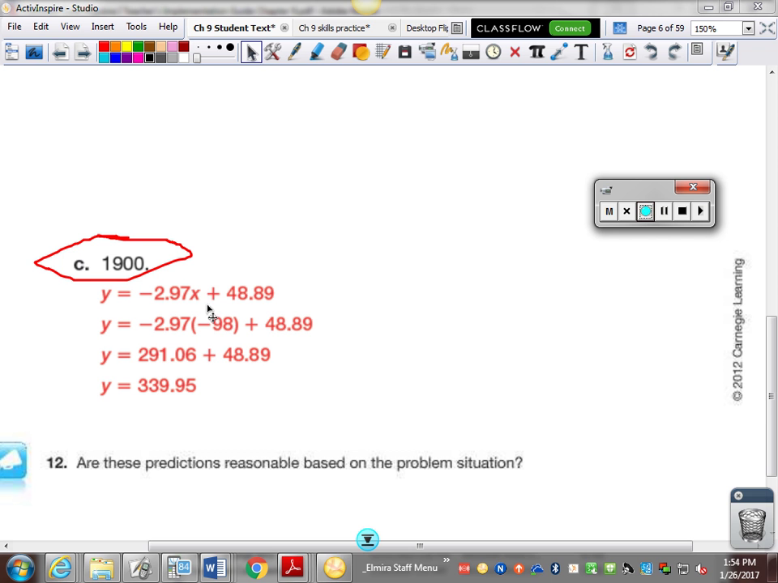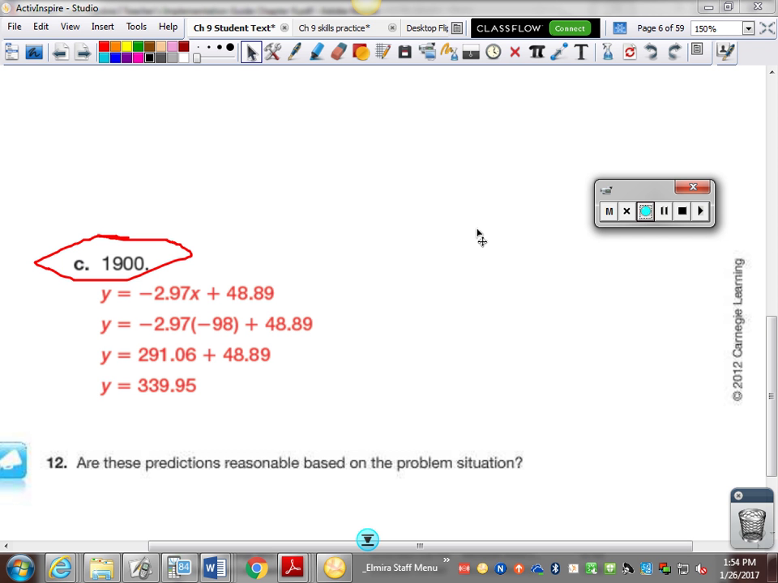Here, in fact, is the work from the answer key. So 1900 would be negative 98. Subbing that in, negative 98 just means 98 years before the data started, and we get a value of 339.95. Well, remember these are percents, and this is an instance where we cannot have a percent greater than 100. We can't buy more music than all of the music. If 100% represents all the music bought in a store, then you can't have more than all of it. So that would not be reasonable to have a percent that high.